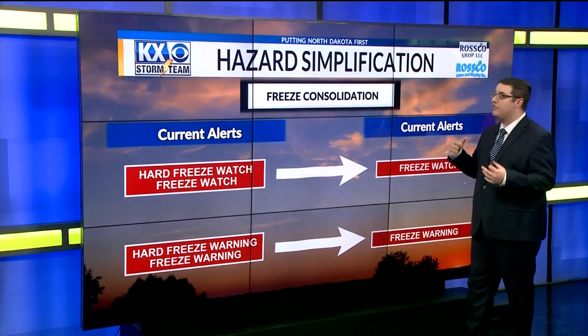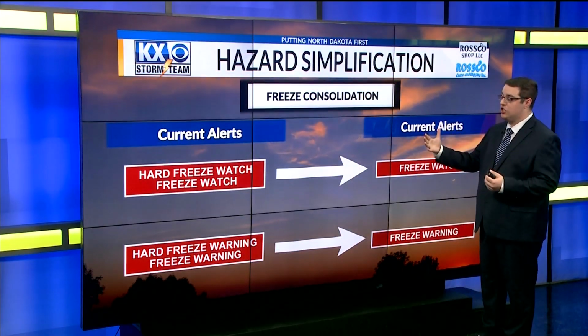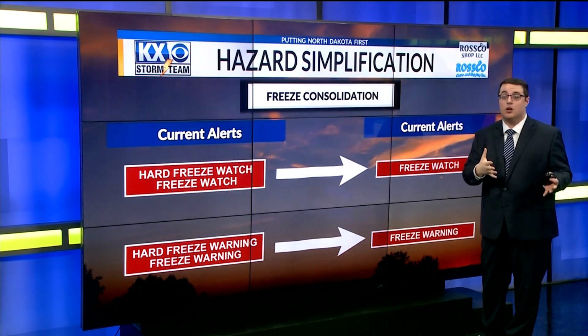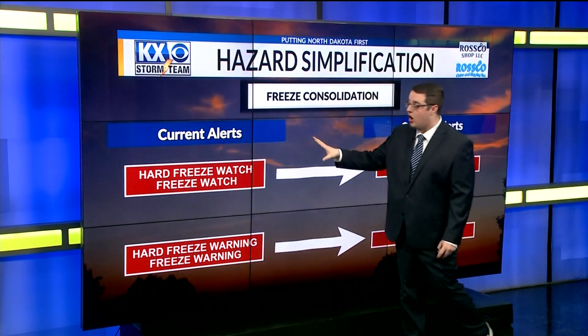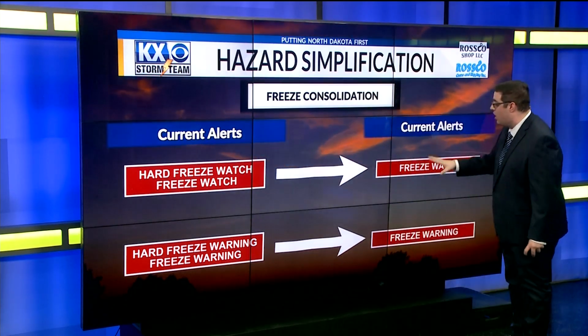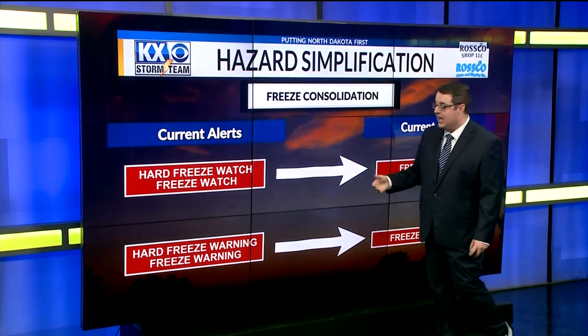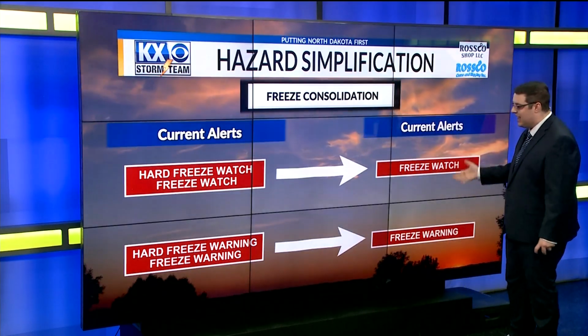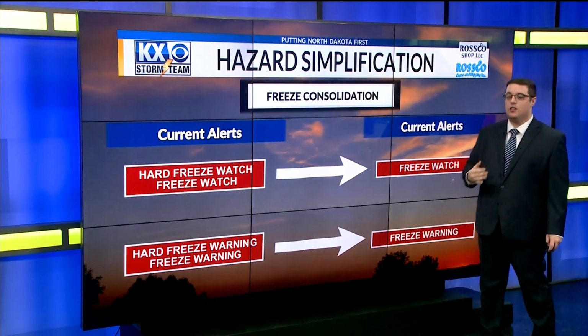And remember, we do have some simplifications of our alerts coming for this first year for our freezes. A hard freeze watch and a freeze watch will now be just considered a freeze watch, and a hard freeze warning and a freeze warning will also just be considered that freeze warning once we get into those colder periods of time.